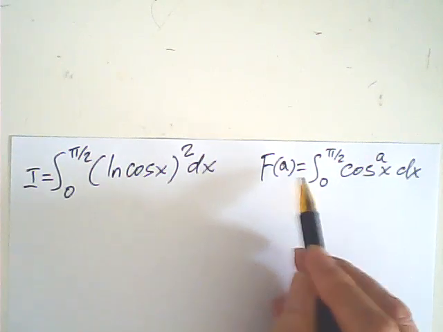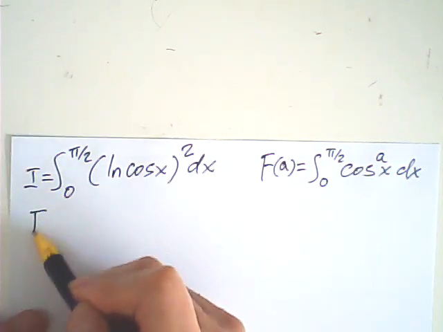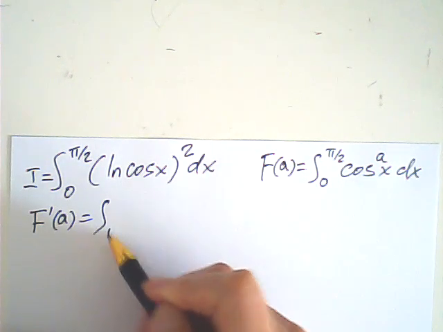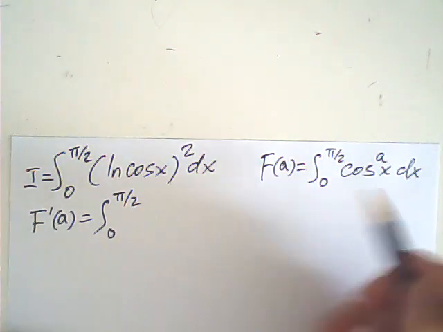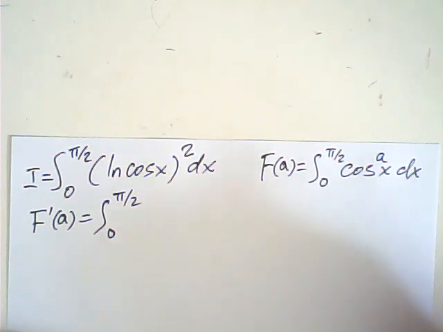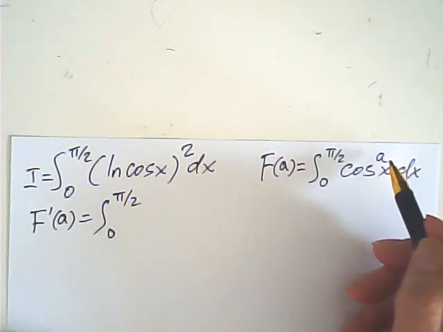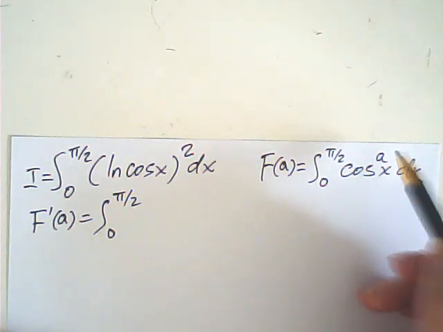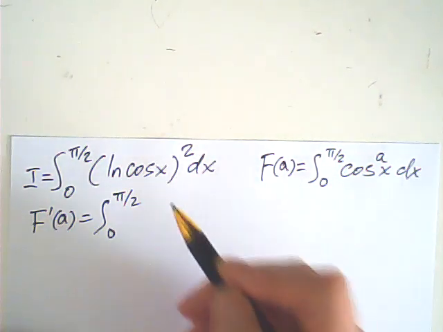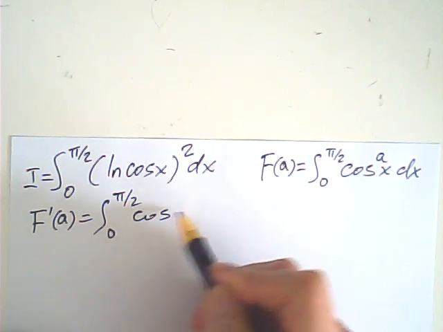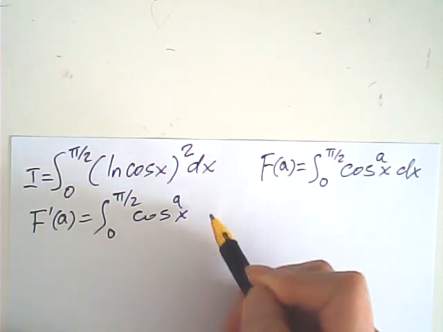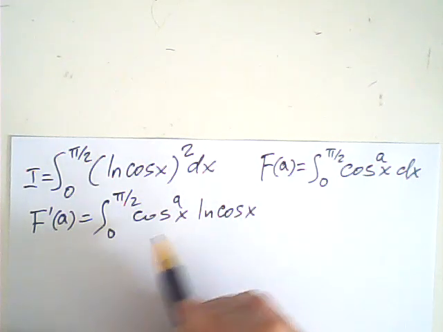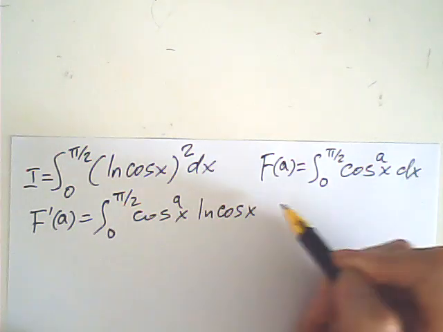Now, if we take the derivative of f with respect to a, here x is constant. So cosine x to the power of a is kind of an exponential function. And this will be equal to cosine power of a multiplied by log cosine x, right? Because cosine x is constant.